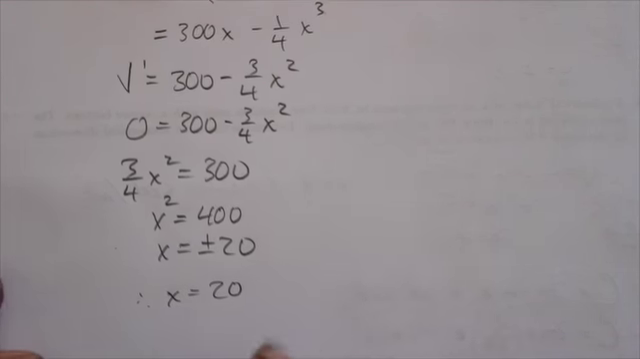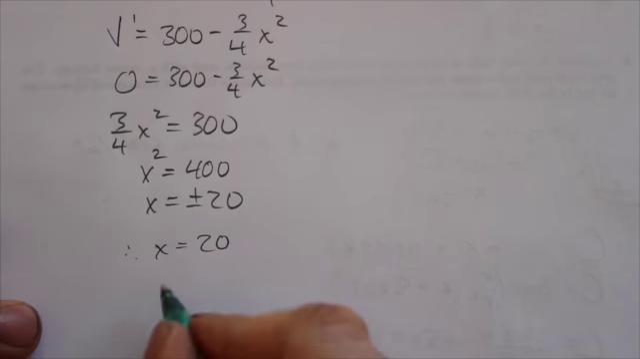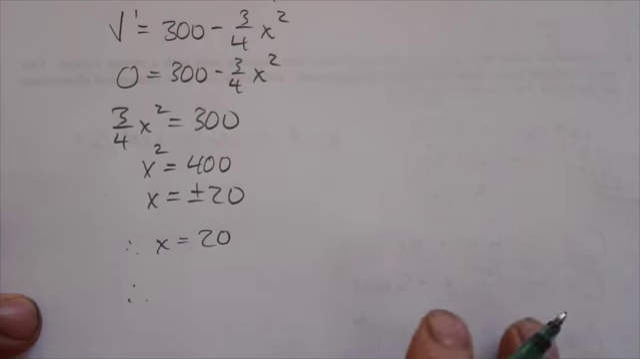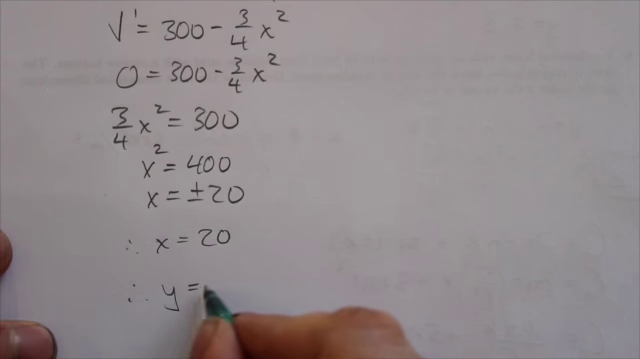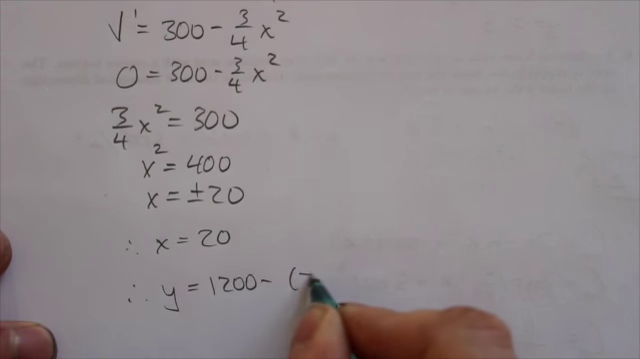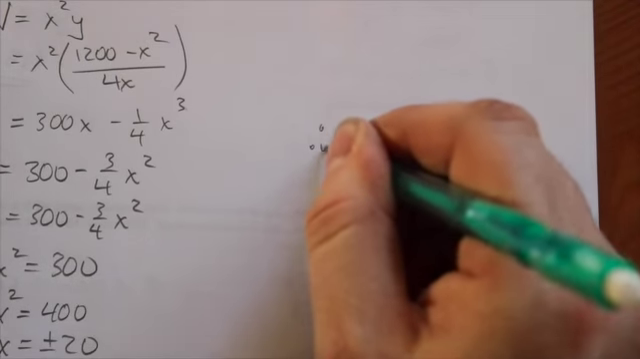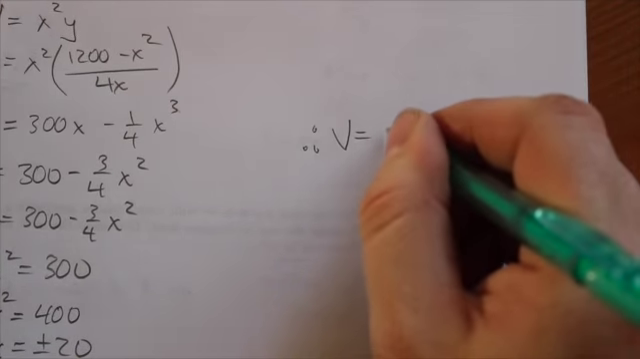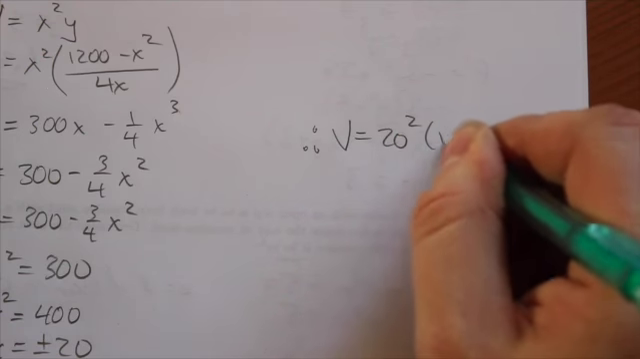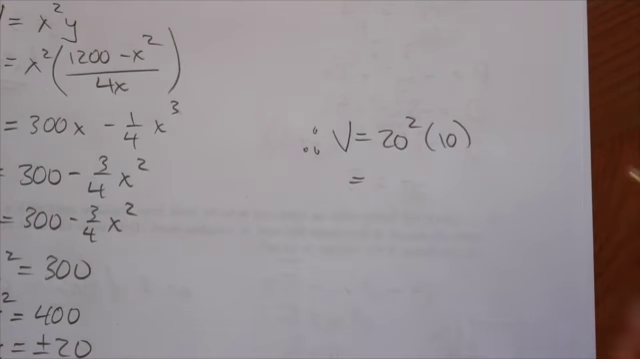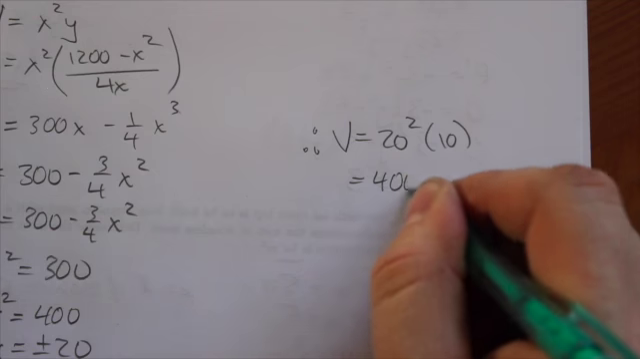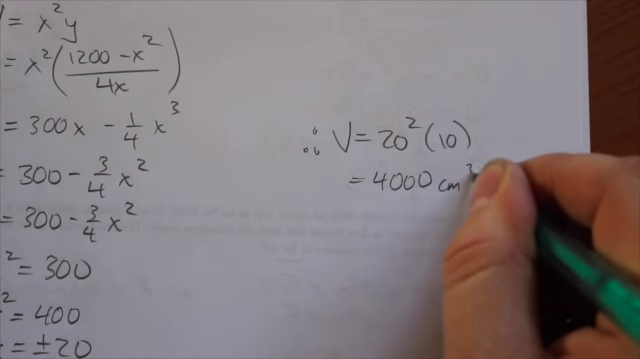Okay, so if x is 20, we go back up to our original expression for y. y is going to equal 1200 minus 20 squared, all over 4 times 20. When you evaluate that, you get 10. And so therefore, our volume is going to be 20 squared times 10, or 4,000 centimeters cubed.